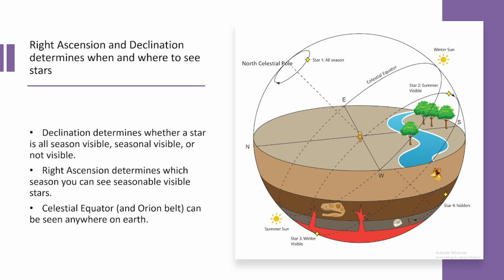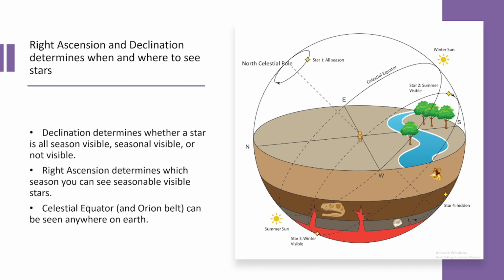Okay, so why do we care about right ascension and declination? Why are they important? Because right ascension and declination determine whether a star can be seen in all seasons, or is seasonally visible, or is not visible at all. And for seasonally visible stars, they also determine which season you can see them.